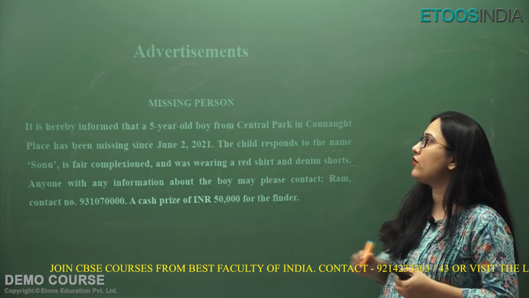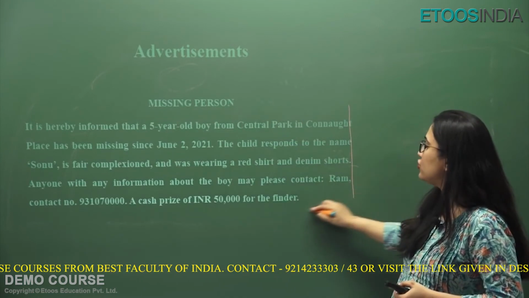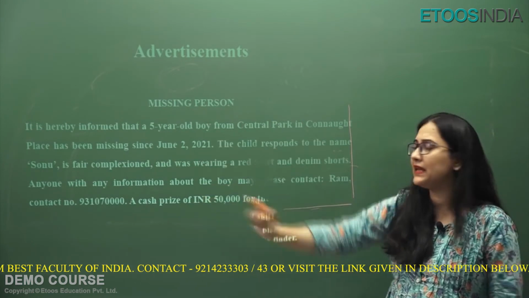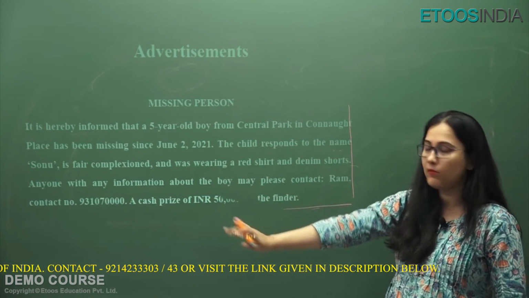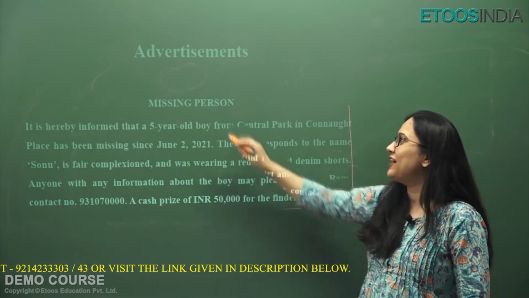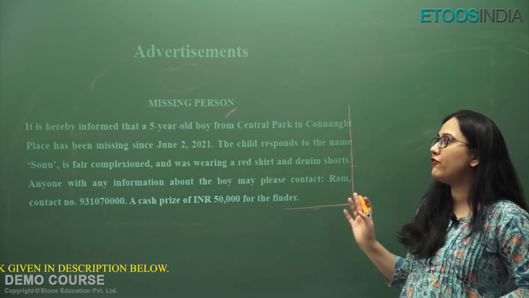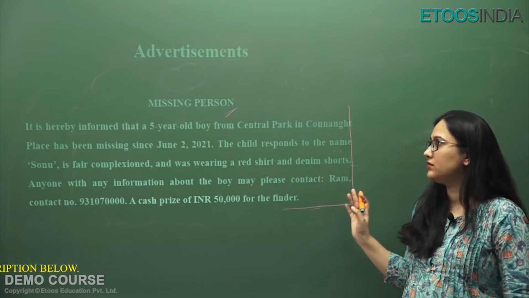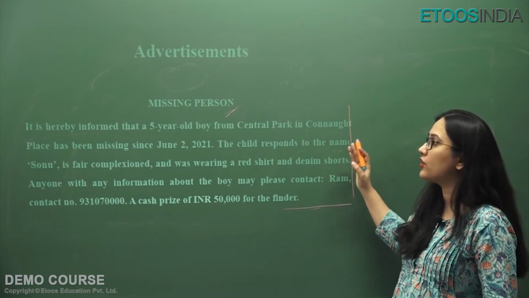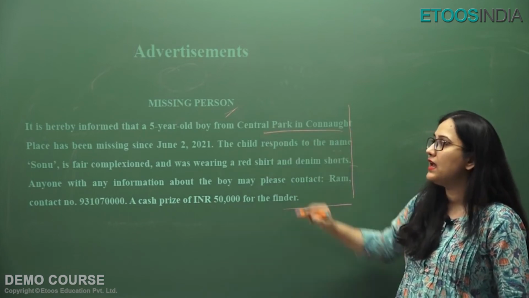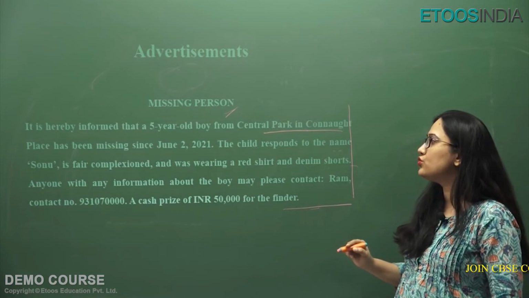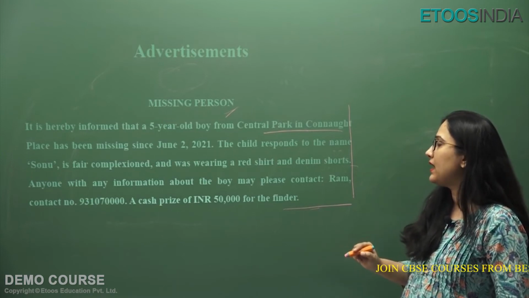It is hereby informed. See, first thing is, it should be in the box. I'm not going that side and making it now. You know, I want to make the box. And give this heading, missing person, and you write, it is hereby informed that a 5-year-old boy from Central Park in Connaught Place, so his address is given, has been missing since June 2, 2021.